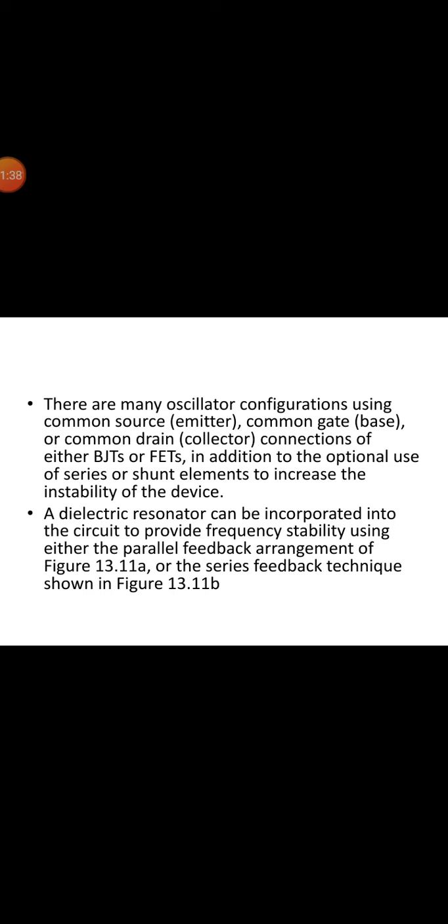And there are many oscillator configurations using common source, common gate and common drain for FET, or emitter, base, collector for BJT, in addition to the optional use of series and shunt elements to increase the instability of the device. A dielectric resonator can be incorporated into the circuit to provide frequency stability using either the parallel feedback arrangement or the series feedback technique, which is shown in these figures. So in the first figure, there is a parallel arrangement dielectric resonator, and the second figure shows the series feedback.